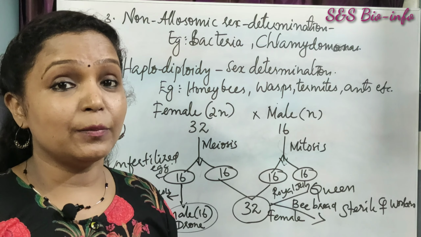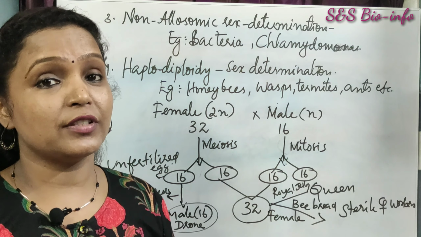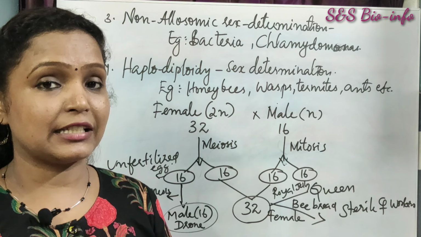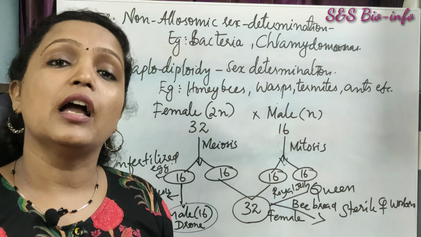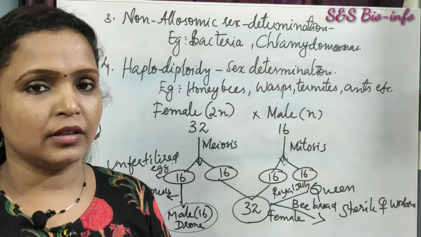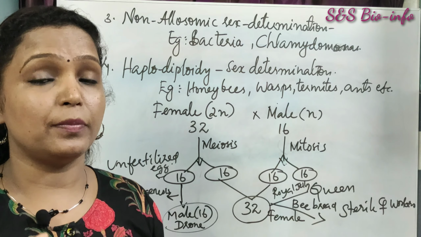Today we have learned about the allosomic type of sex determination, its types, the non-allosomic type of sex determination, and finally the haplodiploidy type of sex determination. I hope you understood the topic well.